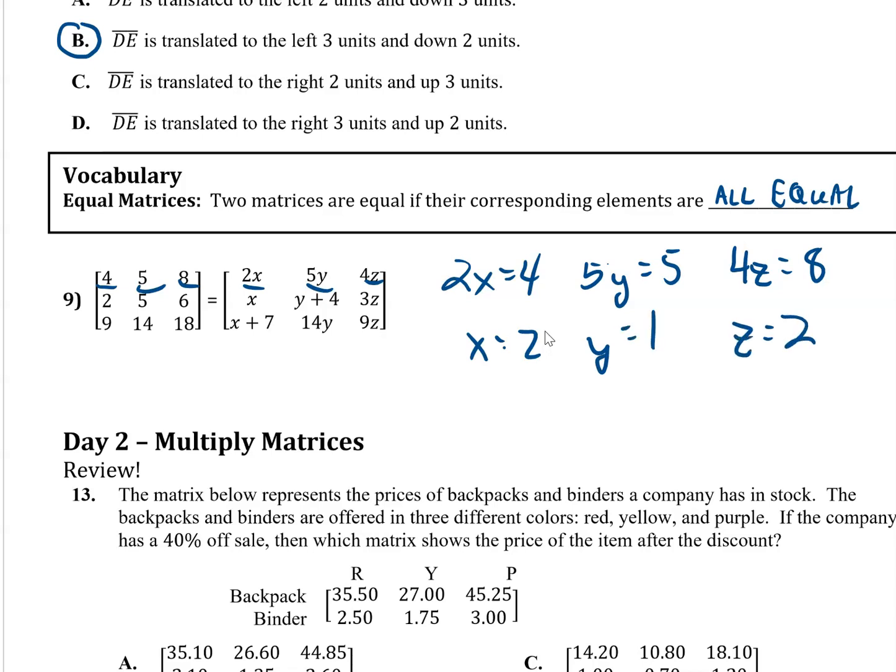Is that true for the others? Well, x is 2, y is 1, 1 plus 4 is 5, 3 times 2 is 6, 2 plus 7 is 9, 14 times 1 is 14, 9 times 2 is 18.